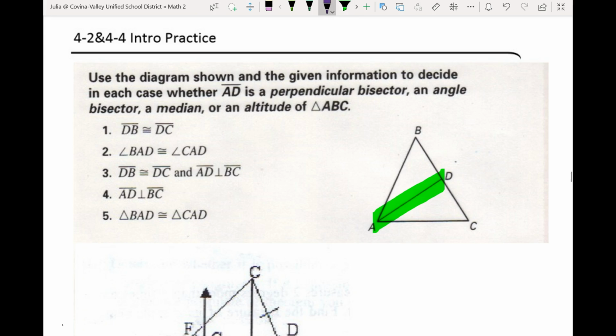If DB was equal to DC, if that was the case, and that's all you know, what name could you give this? Just like on your work from Friday. Median. Excellent. It goes to a side that is cut in half, and it goes through the vertex and nothing else.